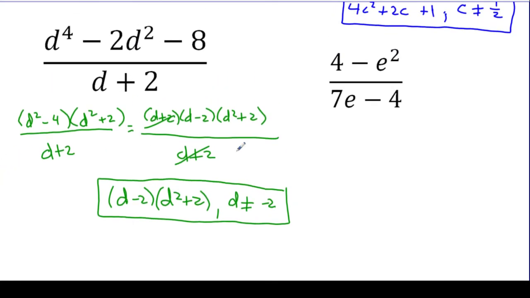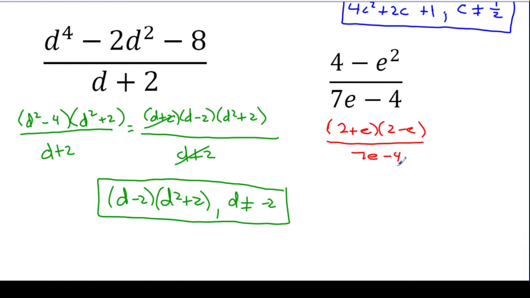All right, last problem. 4 minus e squared. Another difference of squares. So it's just like d squared minus 4. This is 2 times 2. This is e times e. So I can write this as 2 plus e and 2 minus e. And I have it over 7e minus 4. 7e minus 4 is a linear factor. It has no GCFs, which means this does not factor at all. So I'm looking at this one now, and I'm saying 2 plus e and 2 minus e have nothing in the denominator that cancels with them.